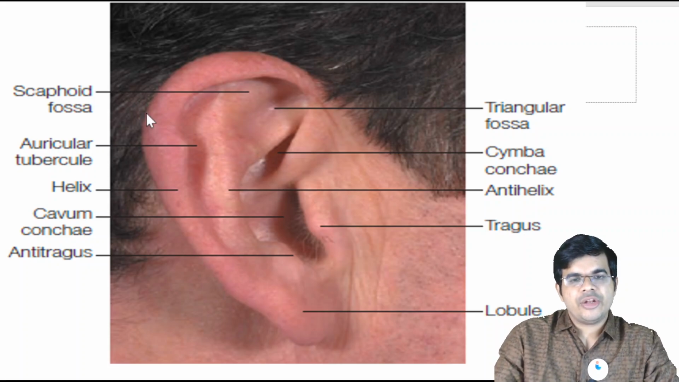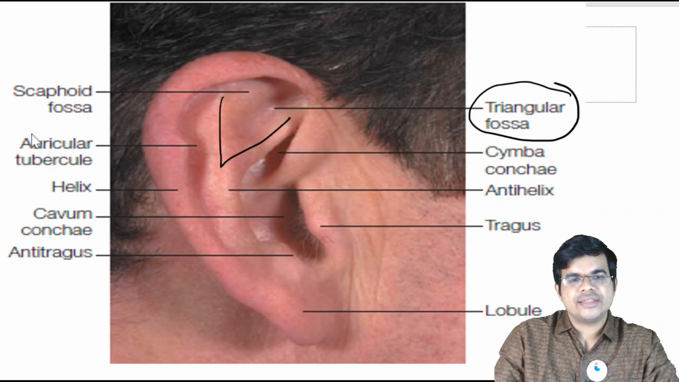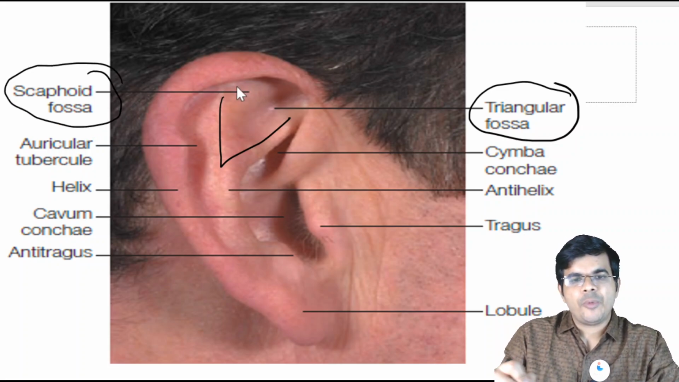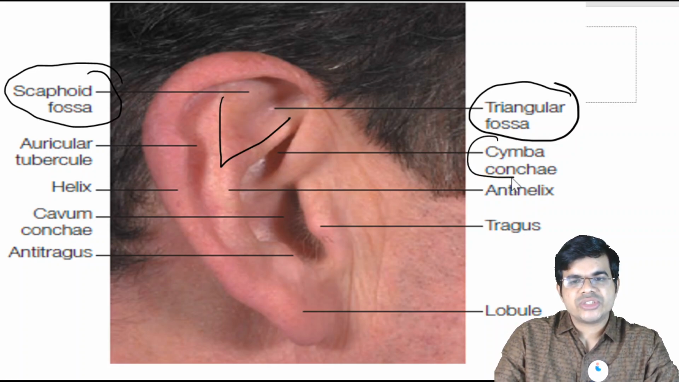Apart from that, there are two more areas. There is the triangular fossa that you see here. It is seen in between the two limbs of the antihelix, and the scaphoid fossa which is seen between the helix and the antihelix. Okay, but it's not that important. You have to remember the Simba congae very well, because it is the area where you elicit the mastoid tenderness.